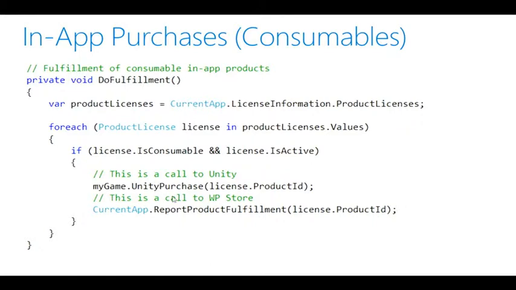So we make a call back to Unity, report that that product was purchased, and then we report to the Windows Phone store that we fulfilled that product purchase. So it's pretty easy to get your in-app purchases going with Windows Phone.